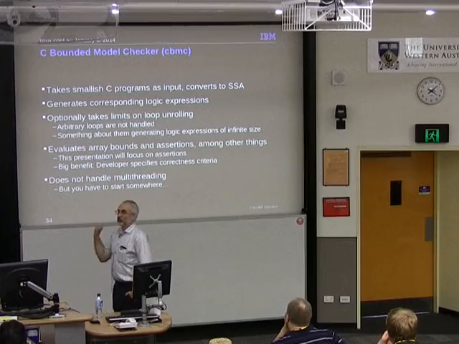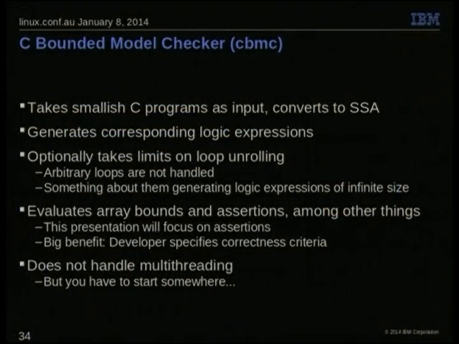So one of the things that's actually been around for a long time, but only deals with sequential code, is something called CBMC, the C bounded model checker. It takes small C programs as input and does array bounds checking and also checks for assertions automatically. Again, it doesn't handle multi-threading, but it's a place to start. And this is actually fairly reliable. Seems to work pretty well.